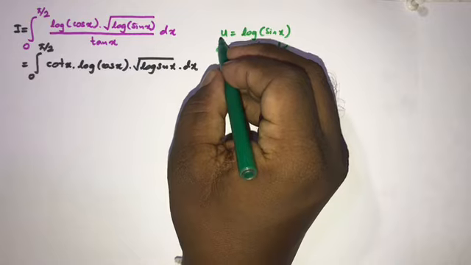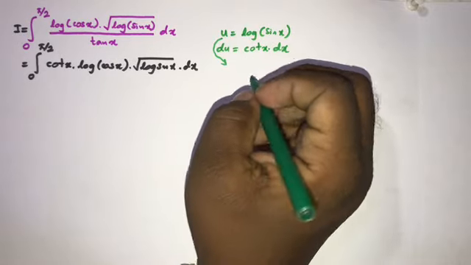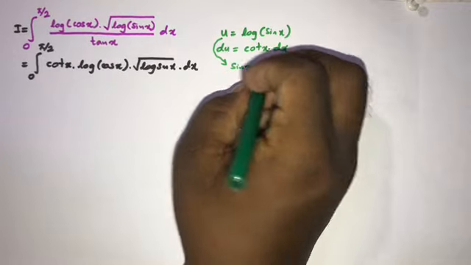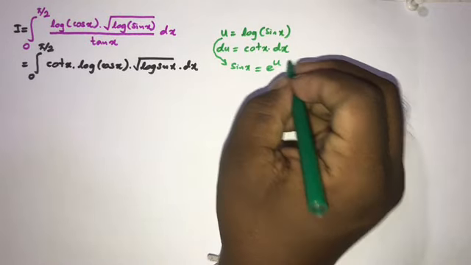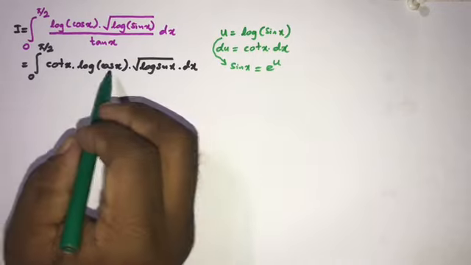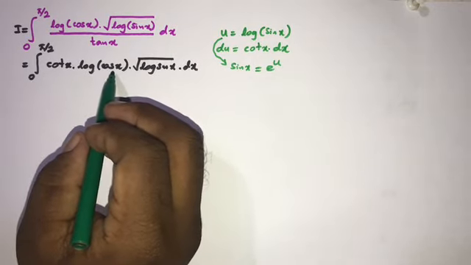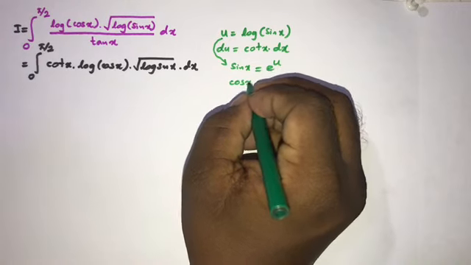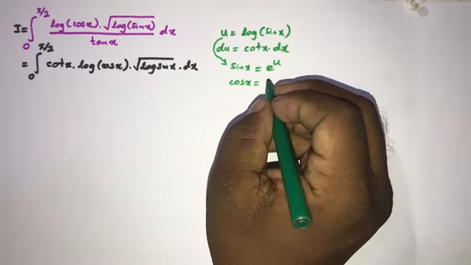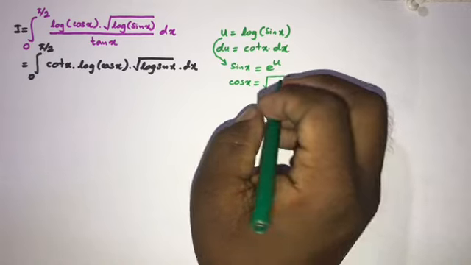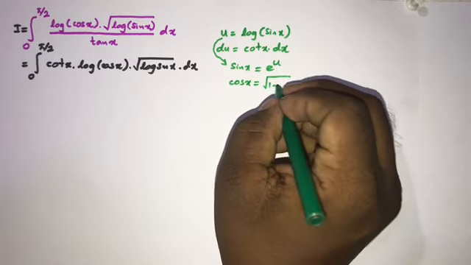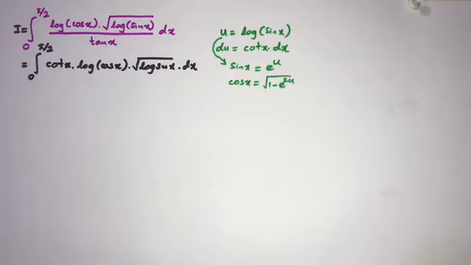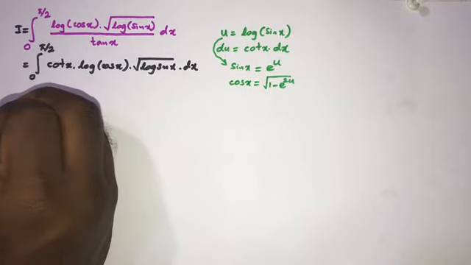And also in this equation we can isolate sine of x, so sine of x is equal to e to the u. And here we have cosine of x, so we can isolate cosine of x. We know cosine of x is equal to the square root of 1 minus sine square of x, so square root of 1 minus e to the 2u. Okay, now here we can plug in.